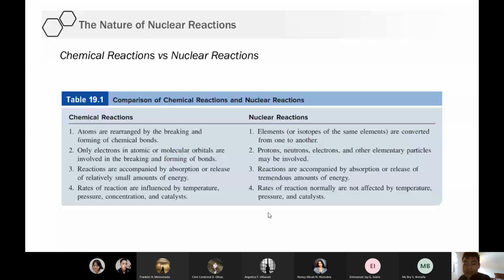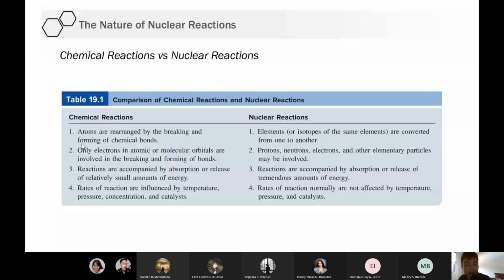By the way, discuss din natin yung nuclear safety siguro next week. Okay. So, yan lang. Those are the major differences of chemical reaction and nuclear reaction. However, medyo similar sila because they follow the law of conservation of mass. Okay. In summary, take note natin.